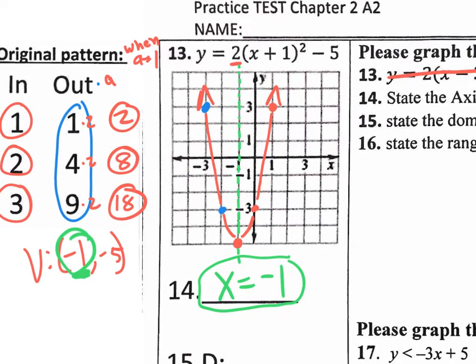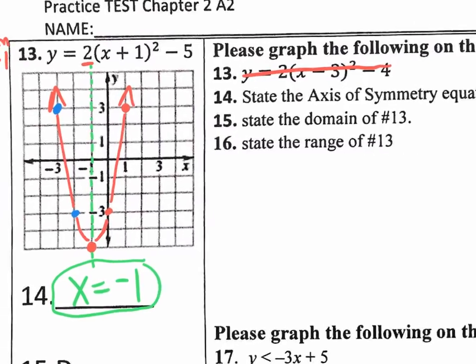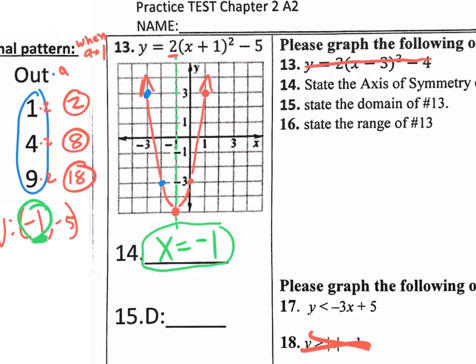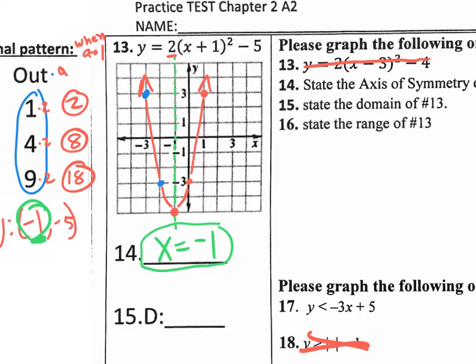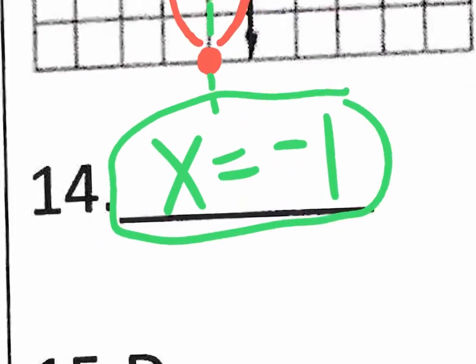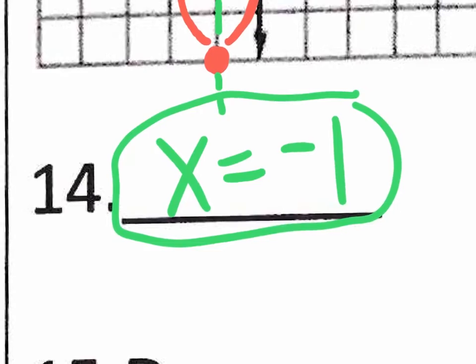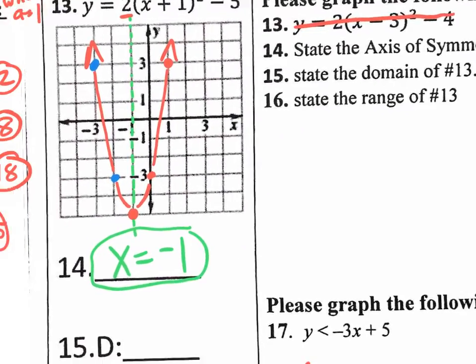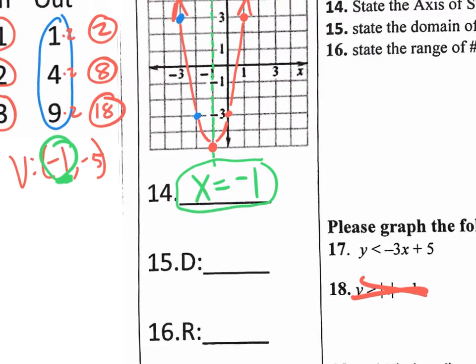Now, let's move on to question 14, 15, and 16. 14 says, state the axis of symmetry equation of number 13. Okay, we already did that. That green dotted line ended up being x equals -1. And that's the answer for number 14. Okay, what else? Number 15, state the domain. Dang, that's like a free point for everybody. What's the domain?